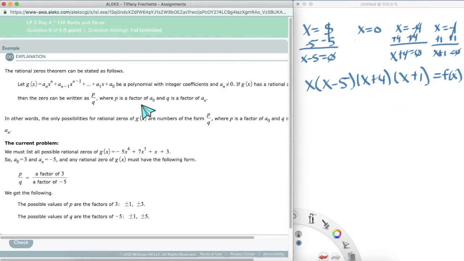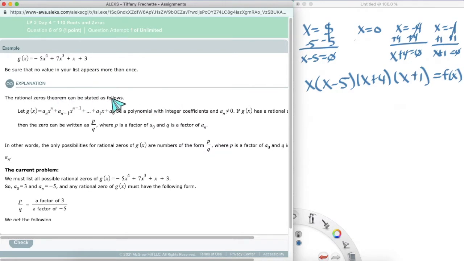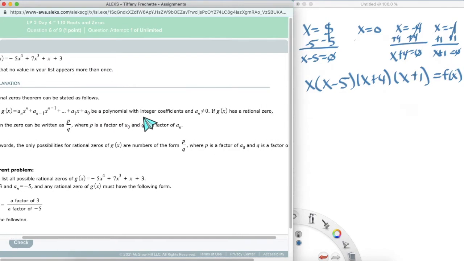So if we look at this, the rational zeros theorem can be stated as follows. Let g of x equal, and we have this kind of longer equation here, where we can see that it's the nth term minus 1. We have a variable with n, and we have the variable with the nth term minus 1, and it goes on and on until we get down to 0 here. A polynomial with integer coefficients, and the first term cannot be 0.